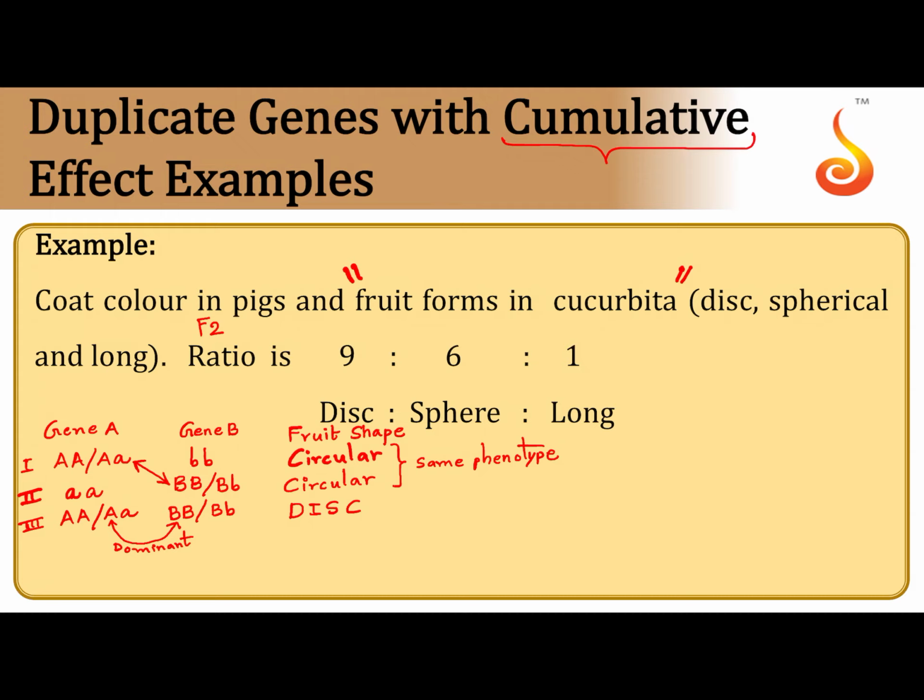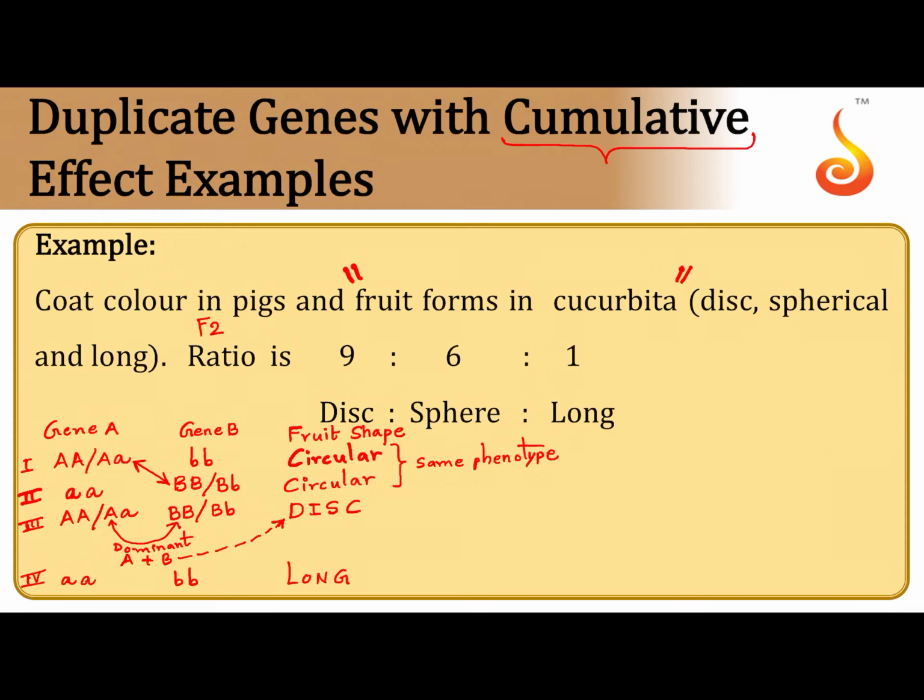It's like both the dominant A as well as dominant B have contributed their bit towards the shape of the fruit, and instead of getting a circular fruit, we have got a disc shaped fruit in this particular case. Okay children, then the last one here is, what if there are no dominants at all in both the genes? Then the shape of the fruit will be long. It won't be circular, it won't be disc shaped, it will be long. I hope it's clarified now.